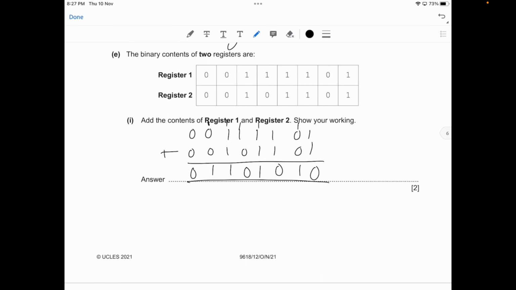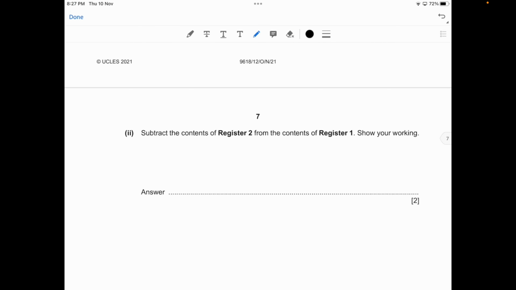So this is going to be your final value. It's going to be 0 1 1 0 1 0 1 0. That's going to be the answer for about 2 marks. All you need to do is just, 1 plus 1 is just going to become 0 with a carry of 1, and that's going to be your final answer: 0 1 1 0 1 0 1 0. Okay, that's for 2 marks. Let's move on to the next question.